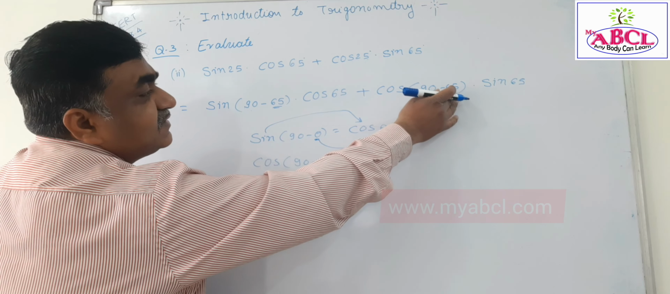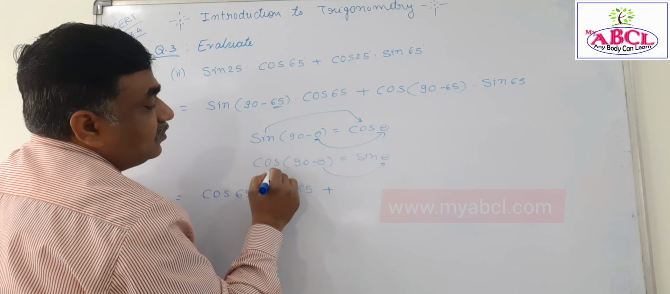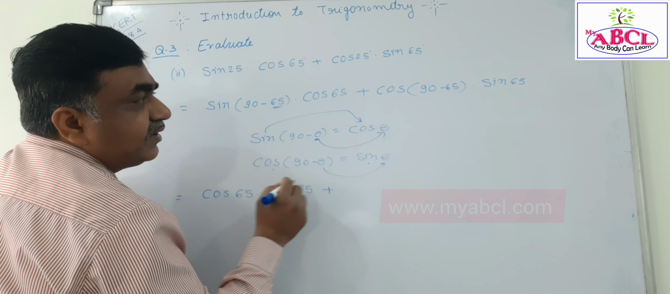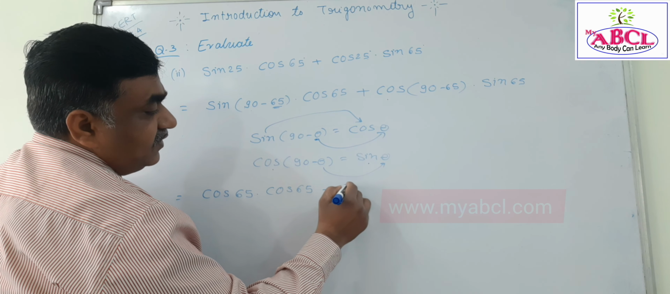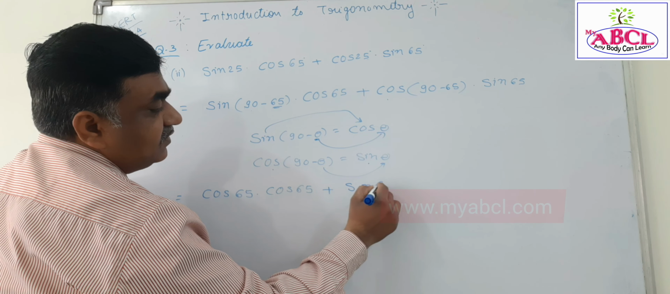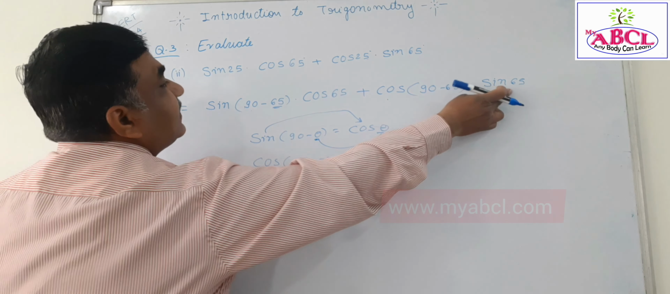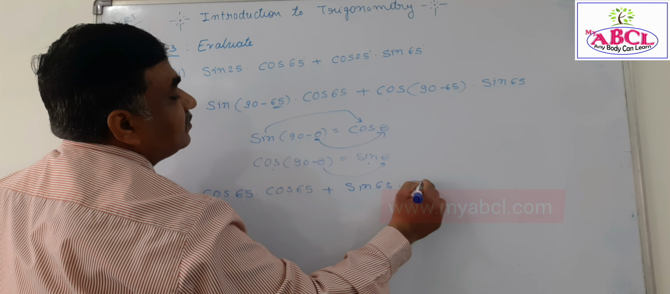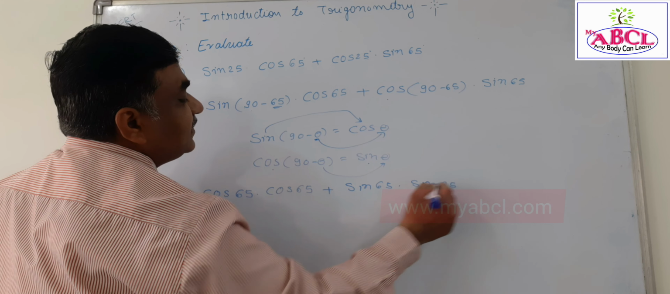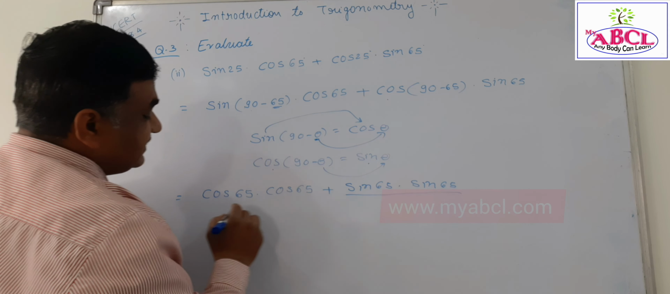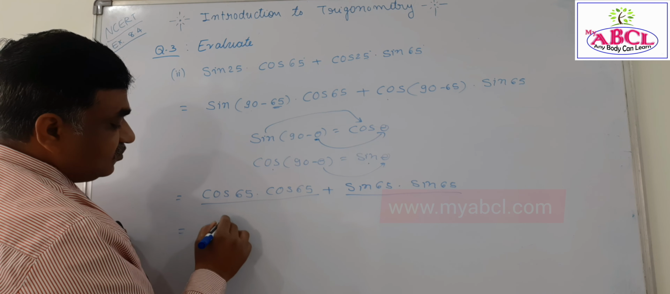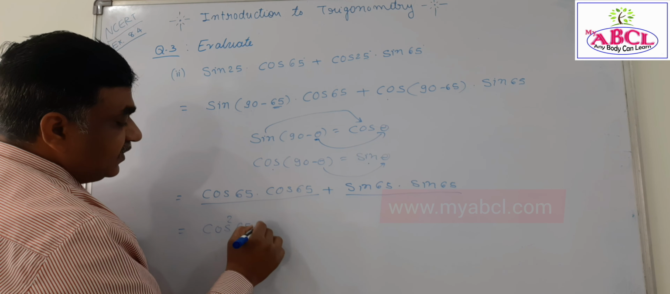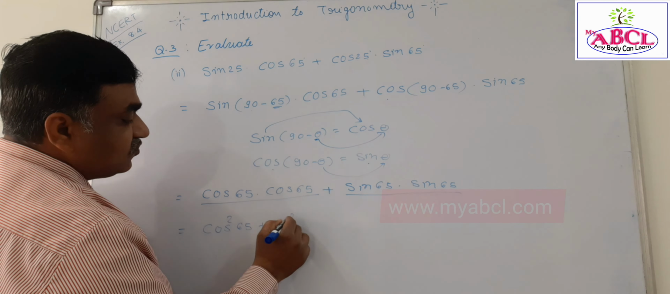Here, cos (90 minus 65), we can write cos will convert to sin because it's a complementary angle, so it would be sin 65 only, plus sin 65 multiplied with sin 65. So you can see that we got the same function over here. So you can write it like this: cos square 65 plus sin square 65.